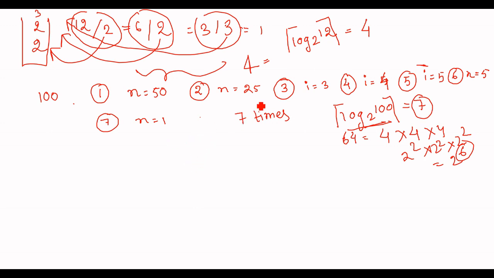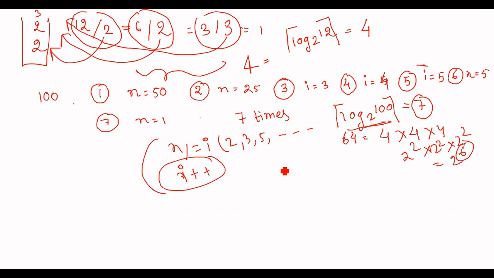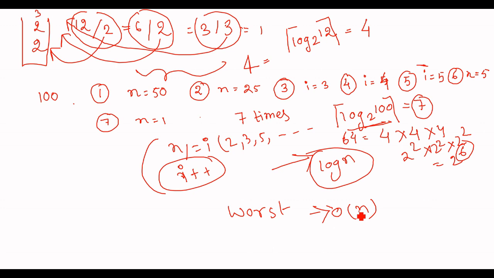Though it's not dividing n by I every time, it's trying either dividing n by I, where I can be 2, 3, 5, all the prime numbers, or it's simply making I plus plus. So we can't say it's actually log of n, but it's almost log of n. Now the worst case possibility will be order of n, because each and every time when we have a composite number we are just simply making I plus plus.